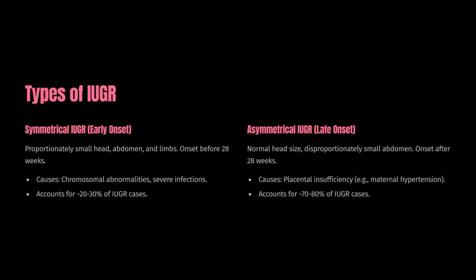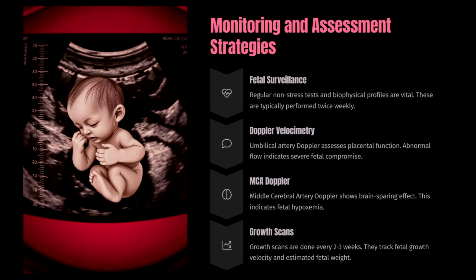When it comes to asymmetrical IUGR, the fetus will have a normal head size and a disproportionately small abdomen. The onset will be after 28 weeks of gestation. The main cause is placental insufficiency, in case of maternal hypertension, which accounts for 70 to 80% of IUGR cases. Next are the monitoring and assessment strategies of intrauterine growth restriction.